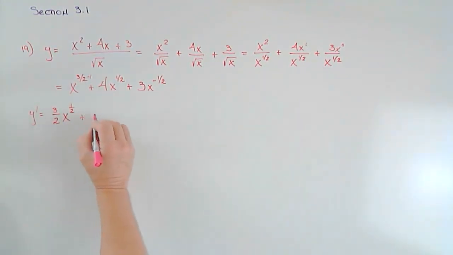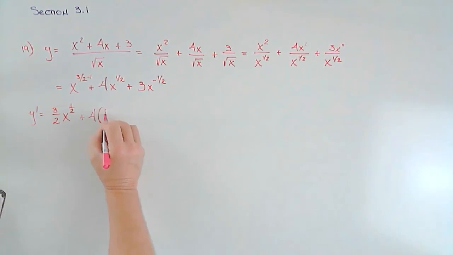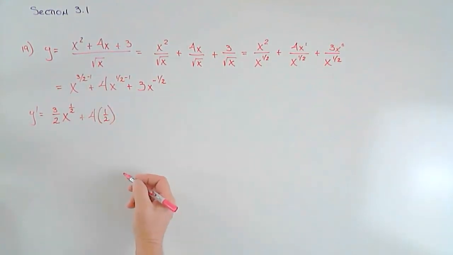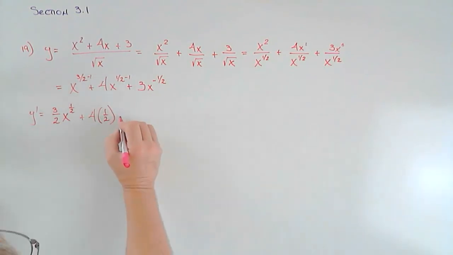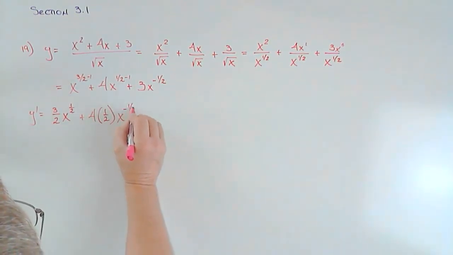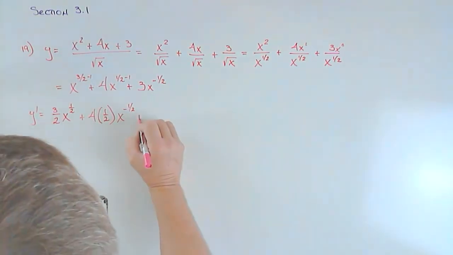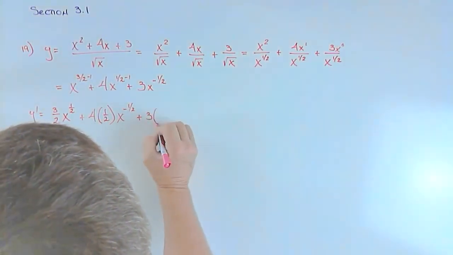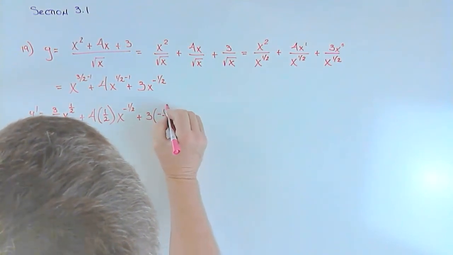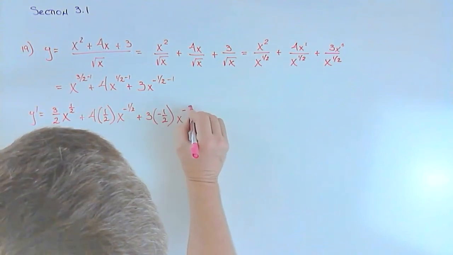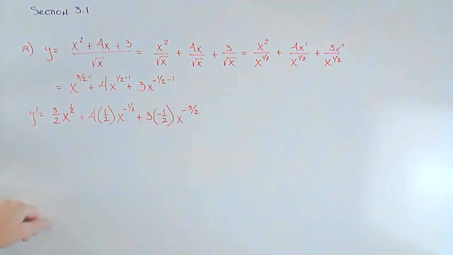Here, I keep my constant out in front. I bring my power down. I subtract 1. 1/2 minus 1. That's going to be x to the minus 1/2. Here I keep my constant out in front. I bring my power down. Don't forget the negative. I subtract 1. That's going to be x to the minus 3/2.